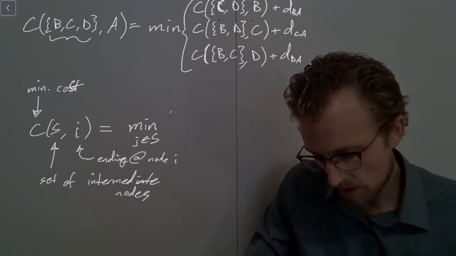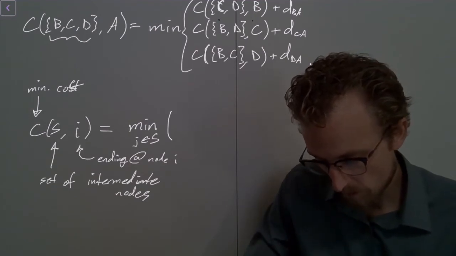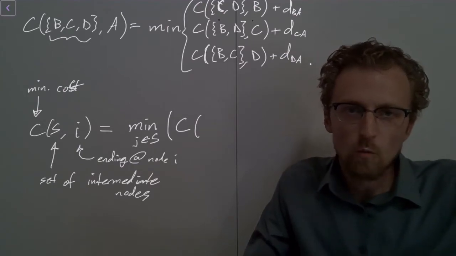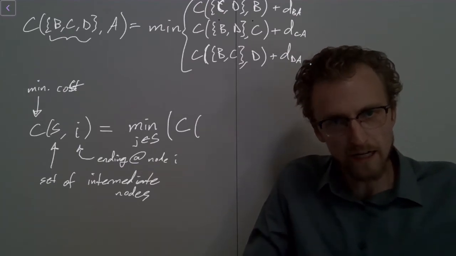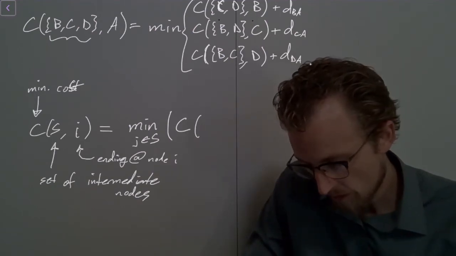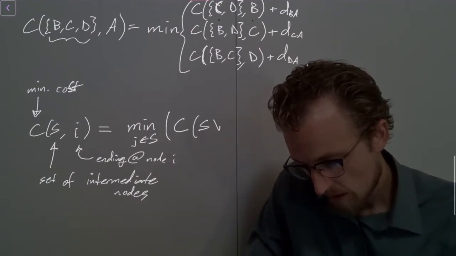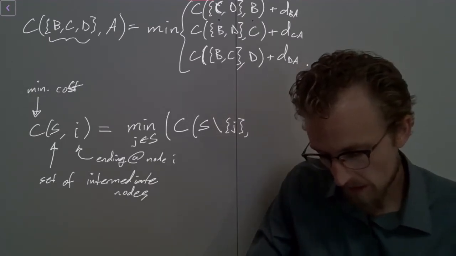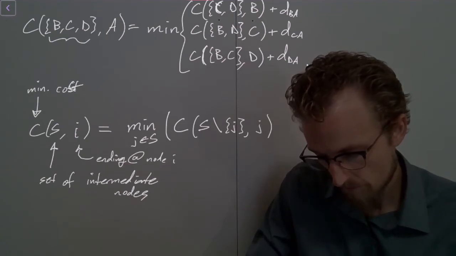And now we can just do the same thing that we have above. So what do we have above? We have the cost of S excluding node J, right? Excluding the node that we're kind of hypothesizing could be the penultimate. So S minus J, okay? And then ending on node J, right?